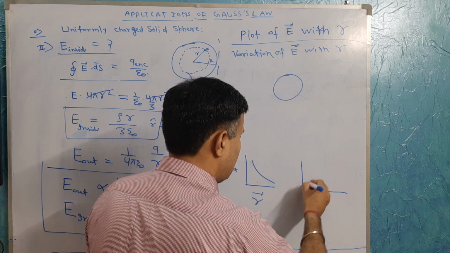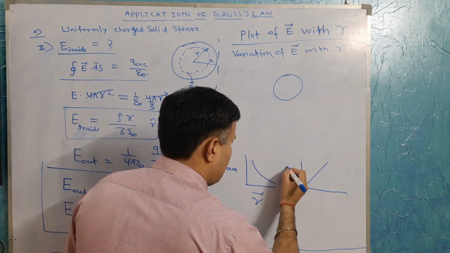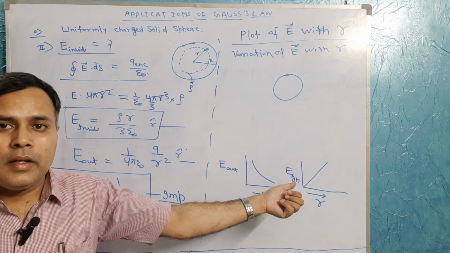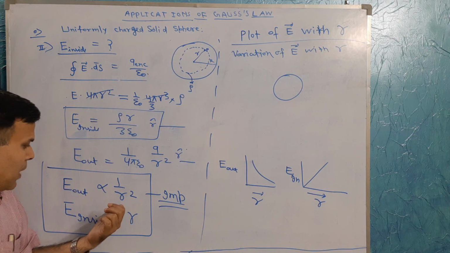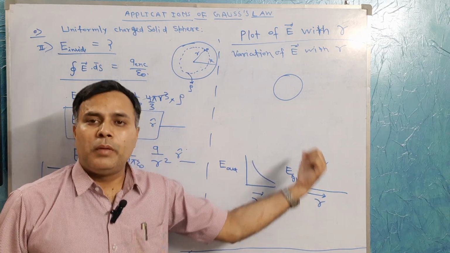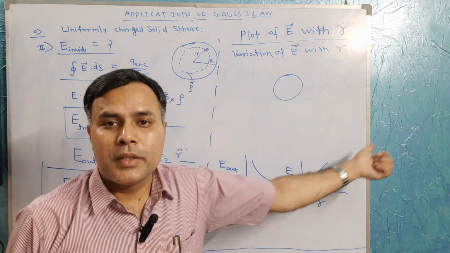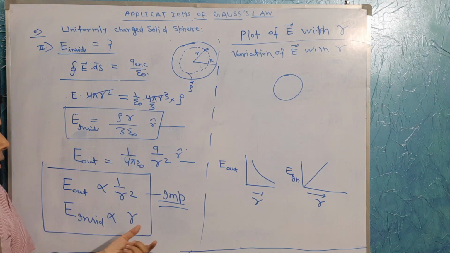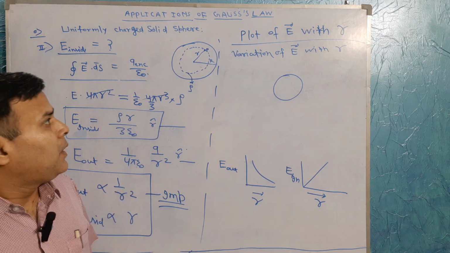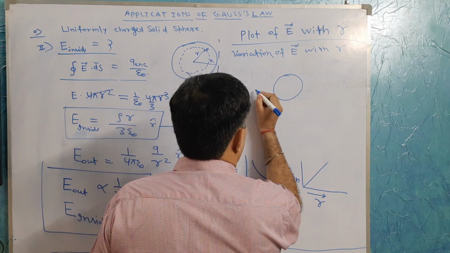at r equal to 0, the electric field inside behaves as a straight line. If you plot it separately, we have two different profiles. The electric field outside follows this 1 by r square profile, and if you plot E inside, it behaves as a straight line. Now plot the variation of E, the combined effect of the electric field for the case of inside and outside. So what do we have?